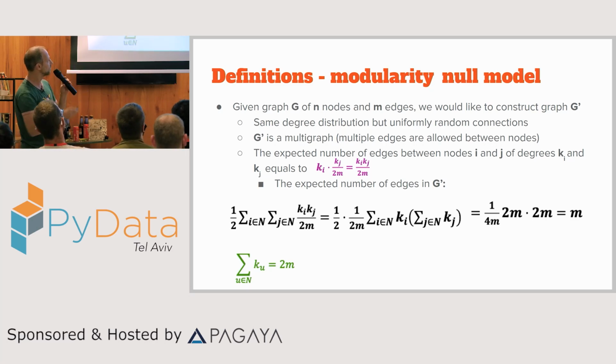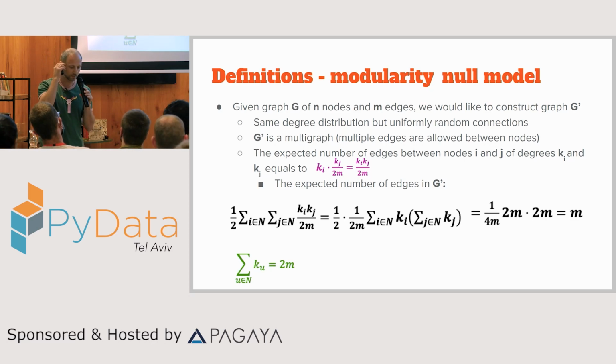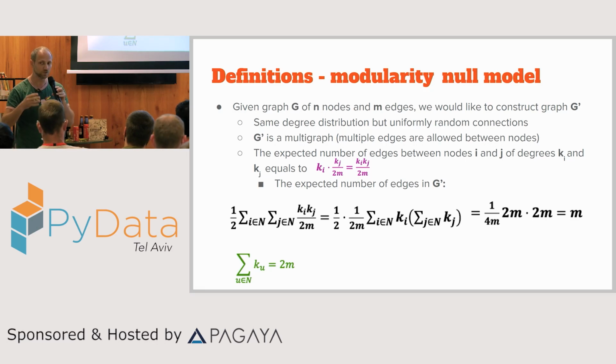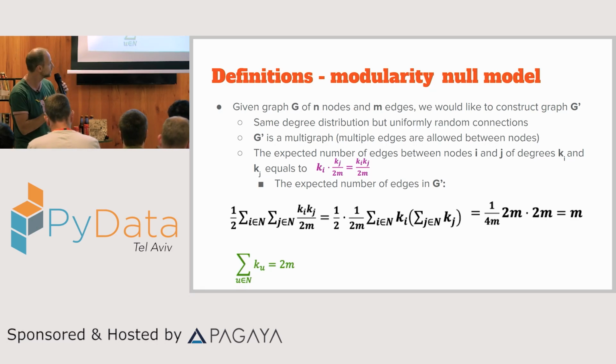So why is that formula correct? If you think about it, if we look at node i, it has ki spokes coming out of it, and node j has kj spokes coming out of it. So we multiply the two, and this is the probability of them connecting, divided by 2m. And we can verify this number by counting the number of edges in the graph. We divide it by 2 here because we count each edge twice.